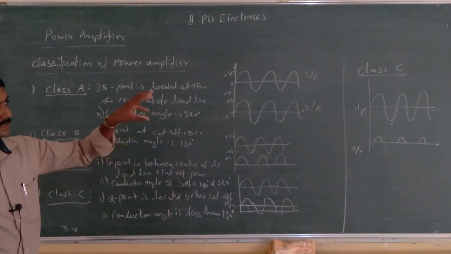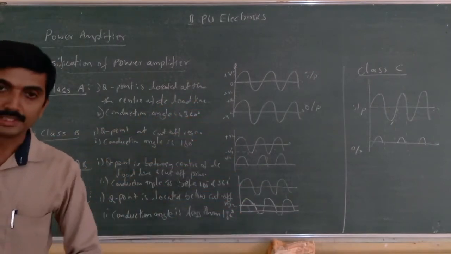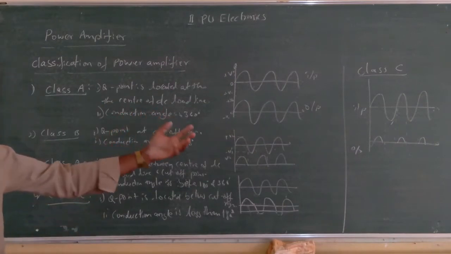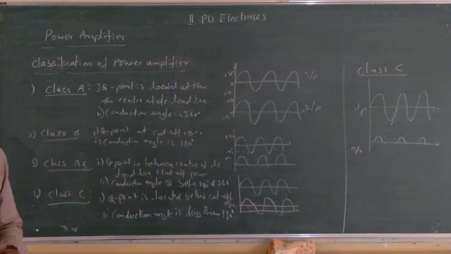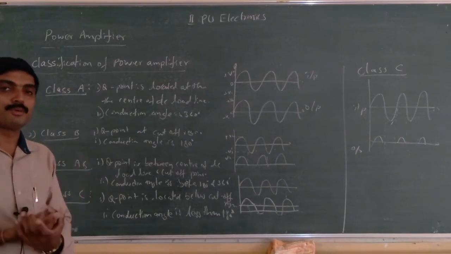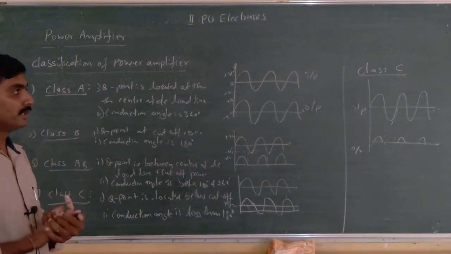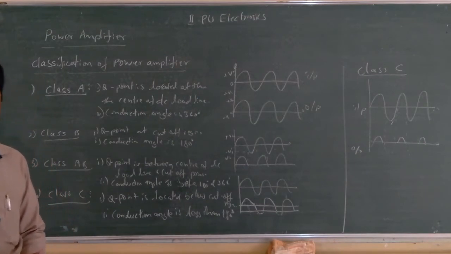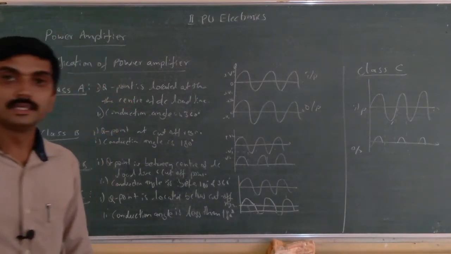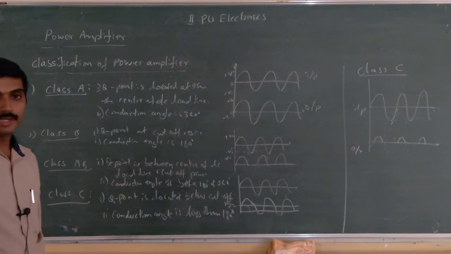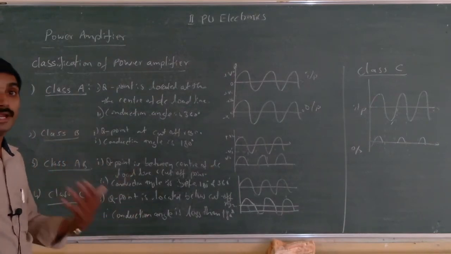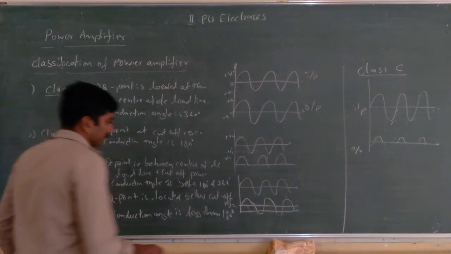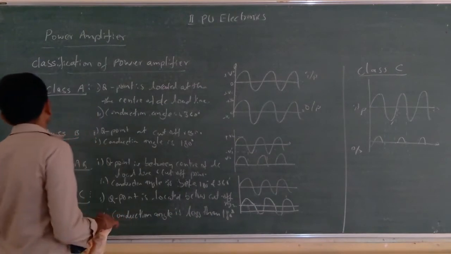Therefore, this type of power amplifier gives the highest power efficiency, because its conduction angle is very small. It utilizes less DC power from the power supply and converts it to AC power. The highest power can be delivered by this type of amplifier. Its efficiency is above 80%. Now, this is very important.